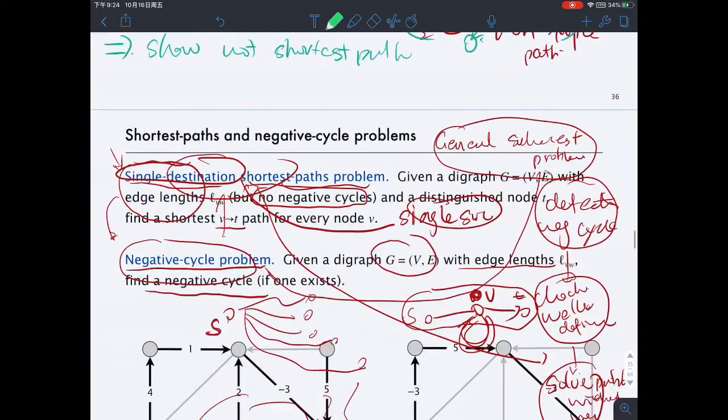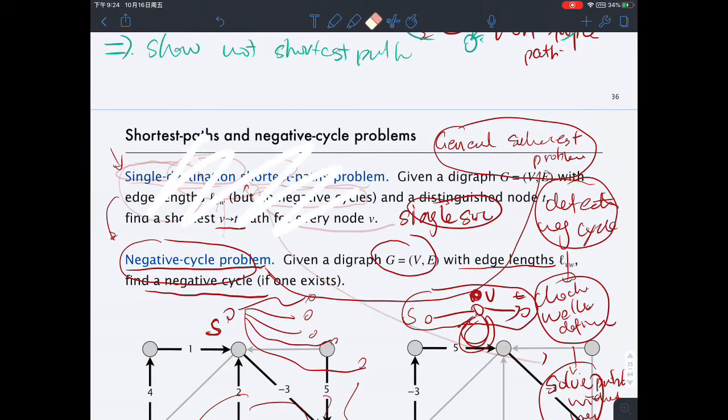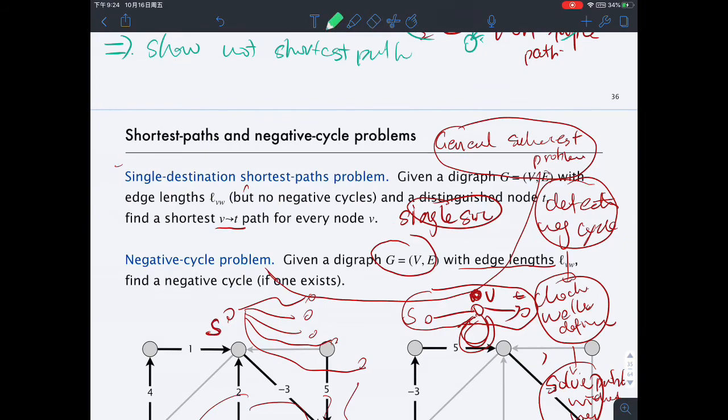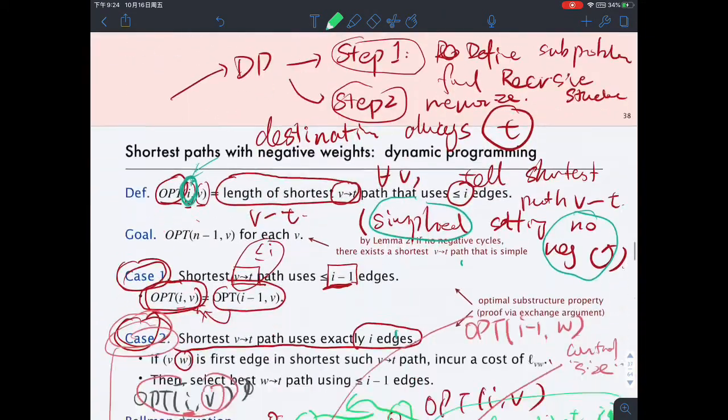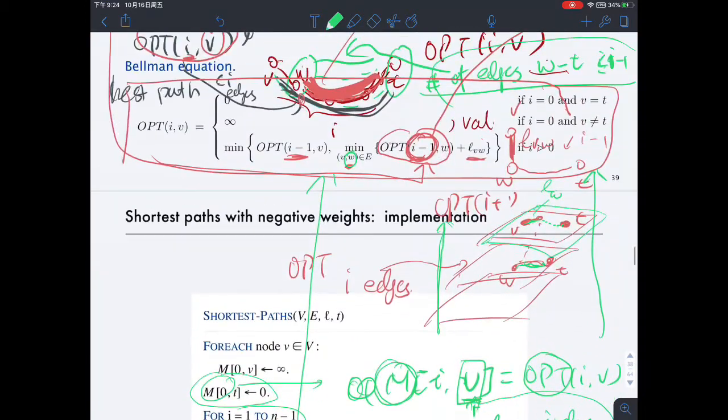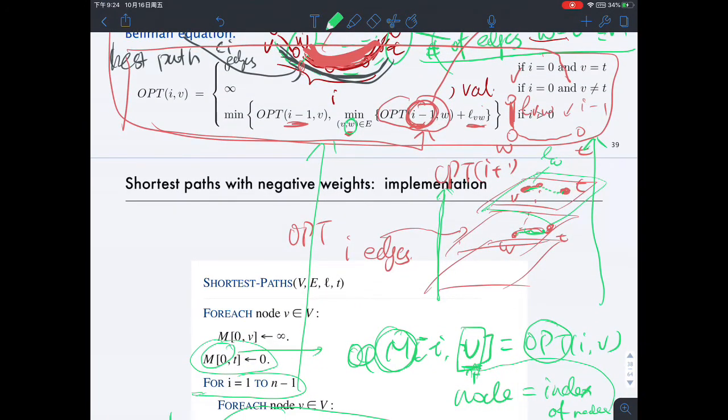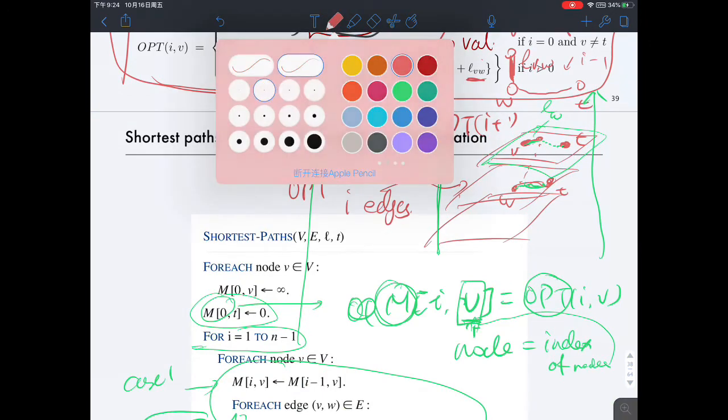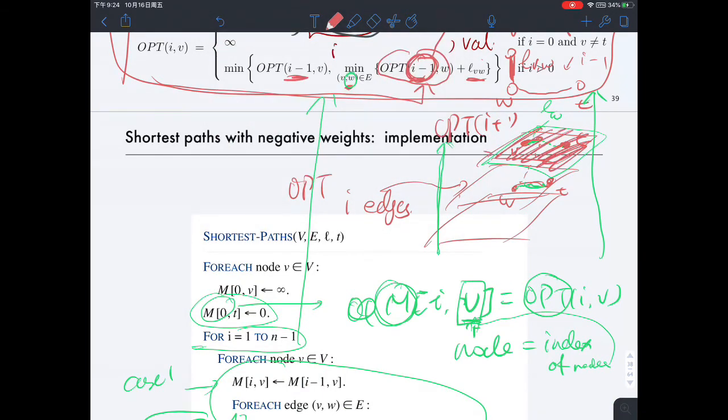So there's another thing. I mentioned that the problem of finding the shortest path is sort of equivalent to the problem of detecting negative cycles, right? So I will give you a bit of hints on how the negative cycle can be detected. Imagine that this layer is already the layer that corresponds to OPT(n minus 1, v) for all v, right?